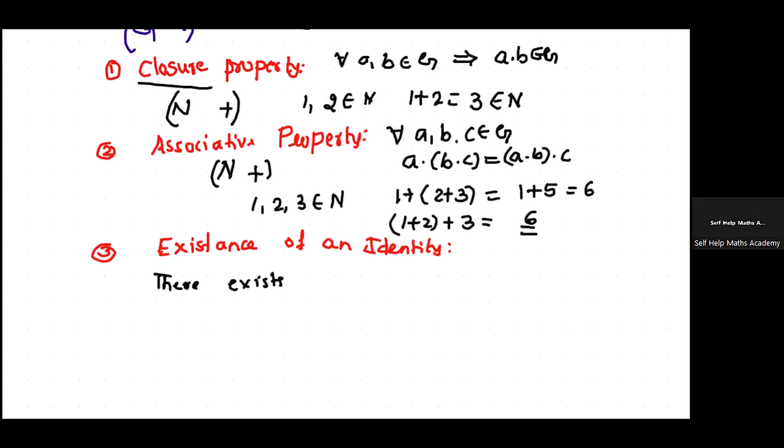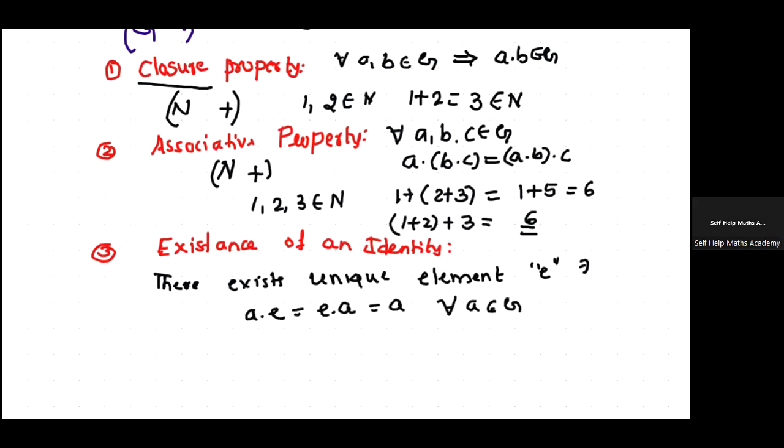We talk about a unique element. We usually denote it by E, such that if you take A dot E or E dot A, it will be equal to A. This is true for all A belonging to G. So there exists a unique identity element, which is very, very important.